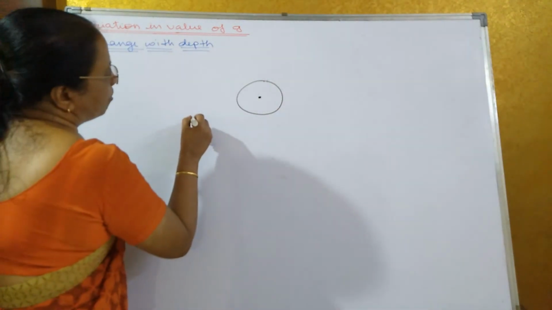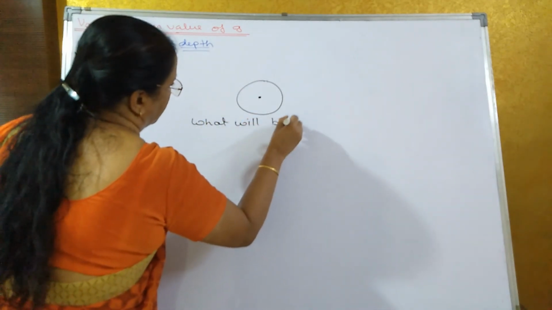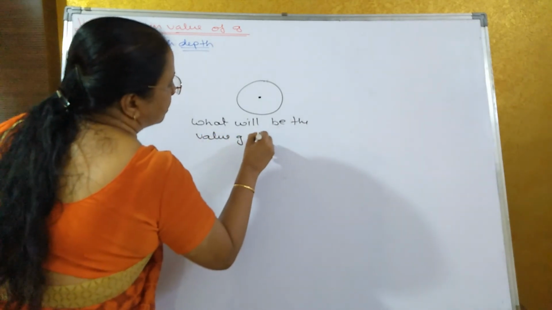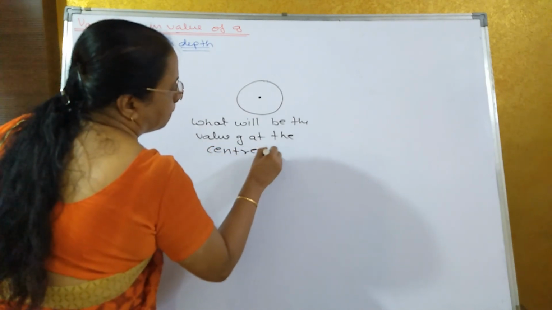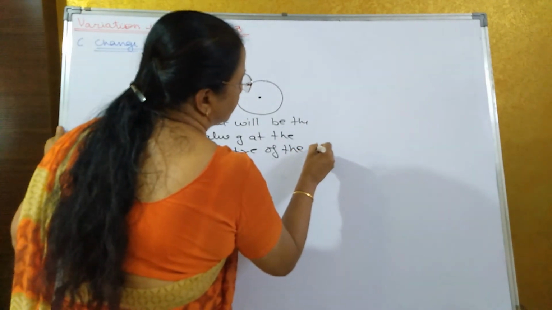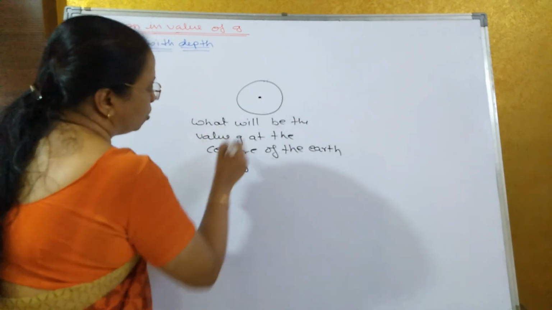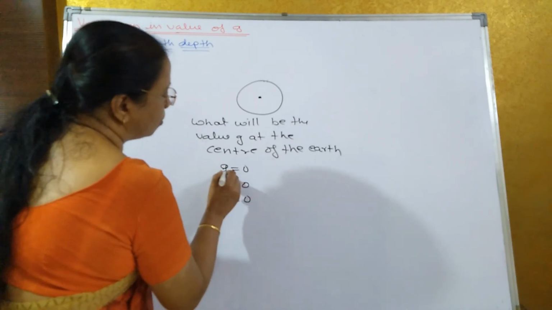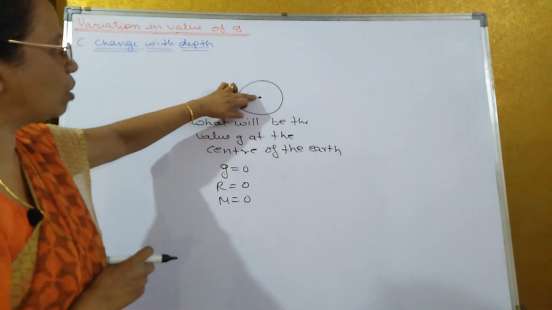Now what will be the value of g at the center of the earth? At the center of the earth, the value of g is 0. Why is it 0? Because over here the radius is 0 and the mass is also equal to 0. Therefore the value of g is also equal to 0. So at the center of the earth, the value of g is 0.